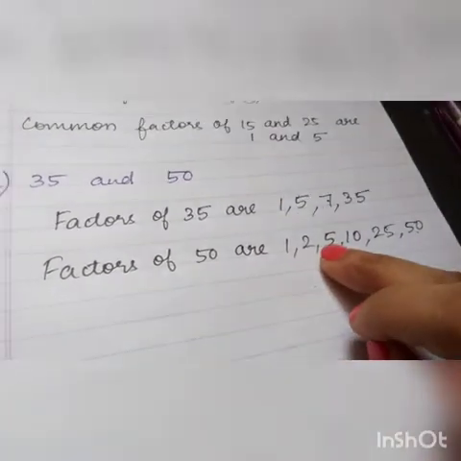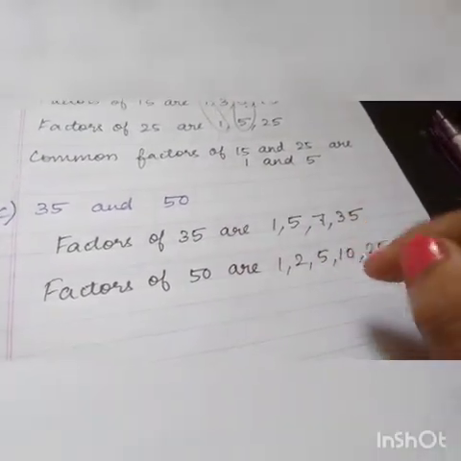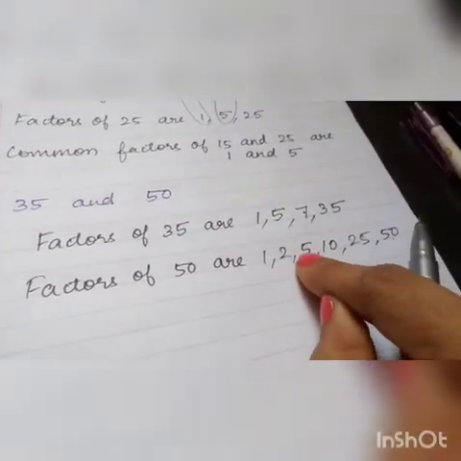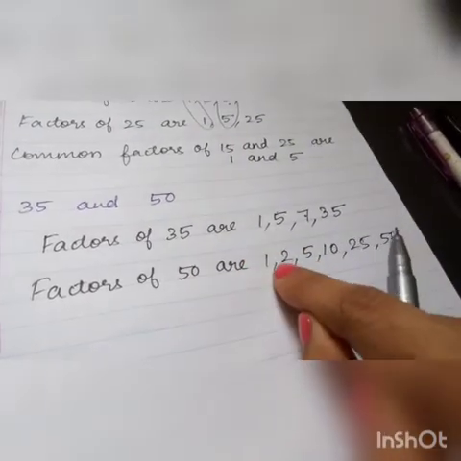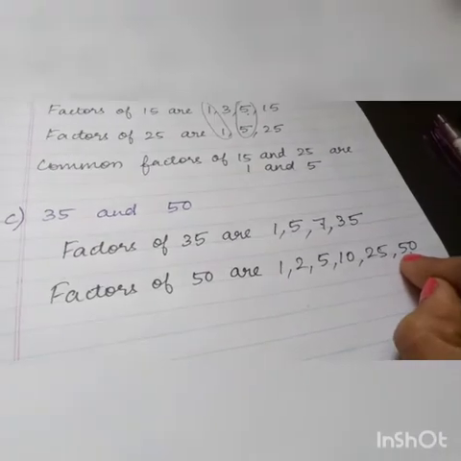Listen, like this only you should find. 1, 2, 3 we have found by counting. Whether it comes in the first table or second table or like that, you will write it. Then it is easy. 10 into 5, 50. 2 into 25, 50. 1 into 50, 50. Like this you should find it.